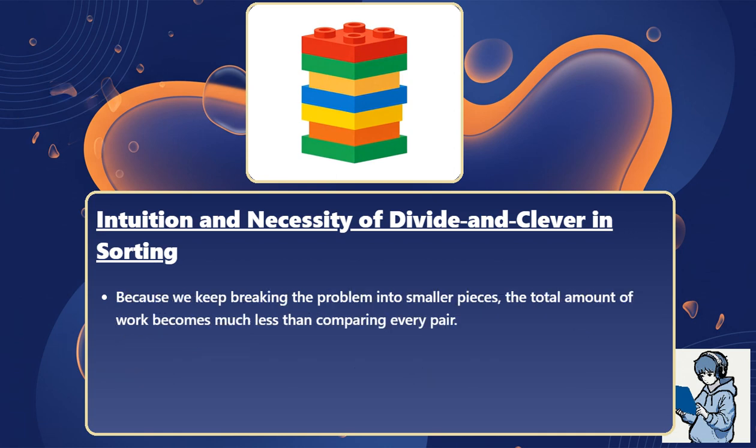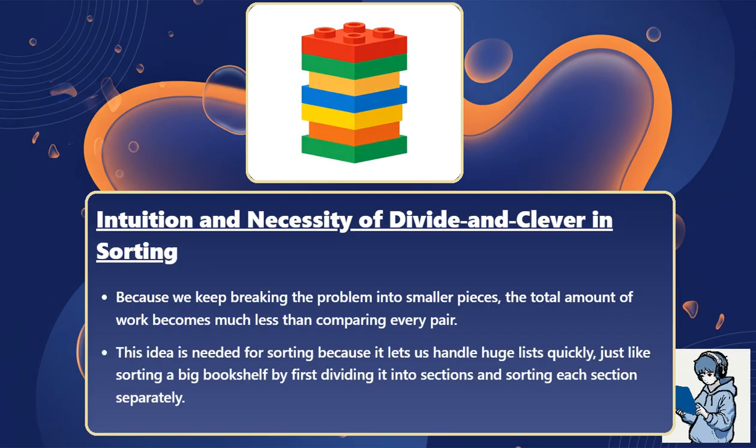Because we keep breaking the problem into smaller pieces, the total amount of work becomes much less than comparing every pair. This idea is needed for sorting because it lets us handle huge lists quickly, just like sorting a big bookshelf by first dividing it into sections and sorting each section separately.